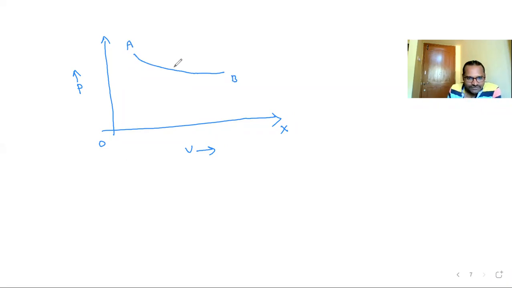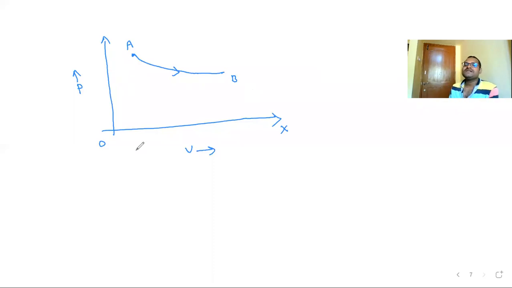How is it changing from A to B? Like this. As we are moving from A to B, volume is increasing, means the gas is undergoing expansion. Means we can say work is done by the system. Gas is expanding, work is done by the gas. So in this diagram, we should take work done as positive, as I just discussed.